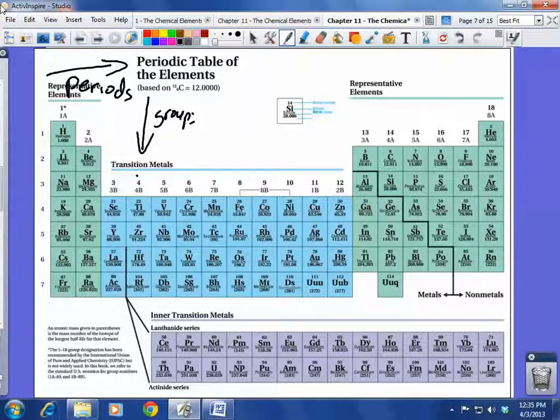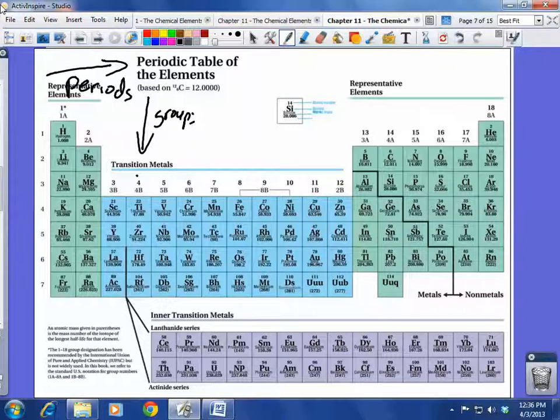Really, these are the only nonmetals. Everything over here is a metal, even all the way over here. What about the group down at the bottom? It's a metal because it actually fits right here. What's a transition metal? I think I missed that.